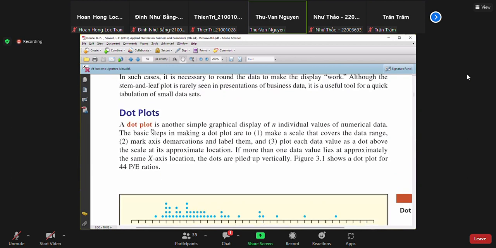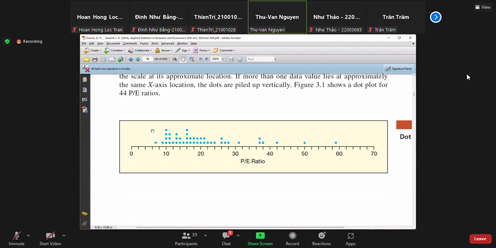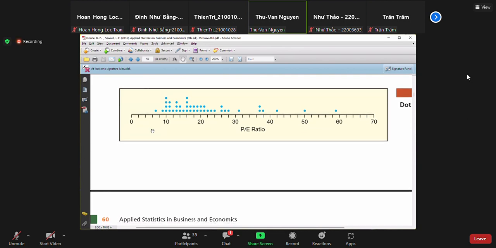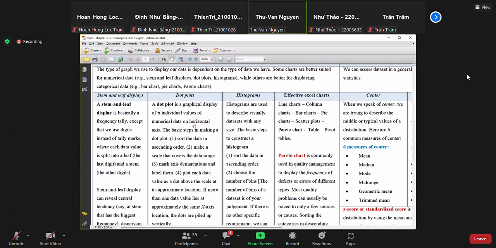And dot plot. A dot plot is a graphical display of individual data values. Let me go back to what I already showed you in the summary. The dot plot is a graphical display of individual data values of numerical data on the horizontal axis. You know what is meant by the horizontal axis? Okay, this is the horizontal axis.